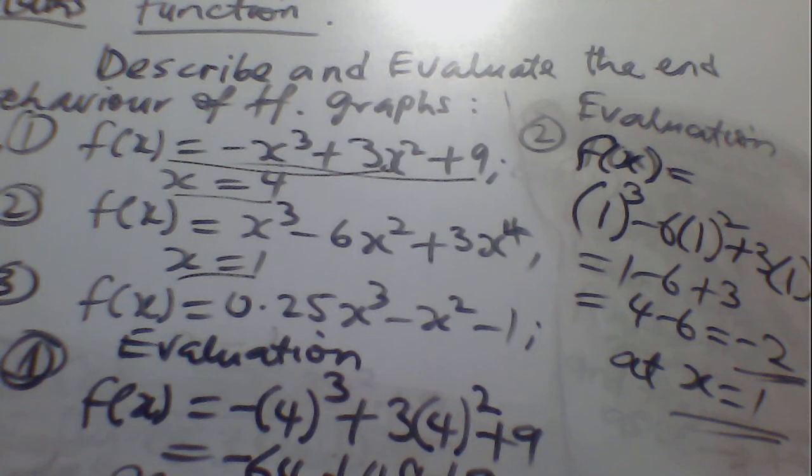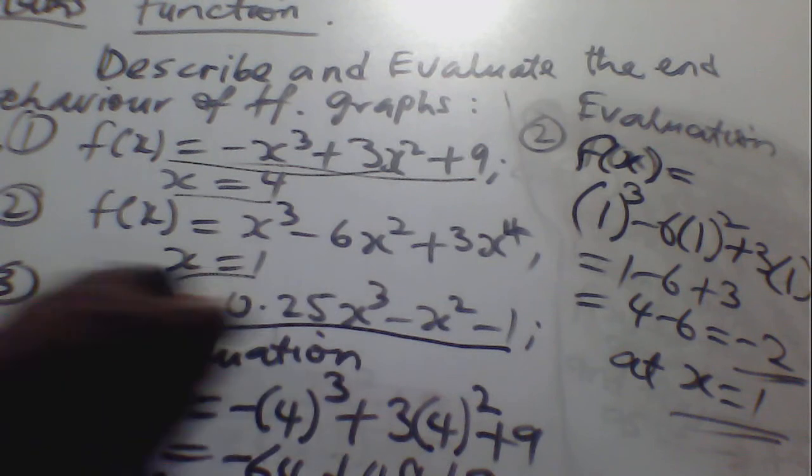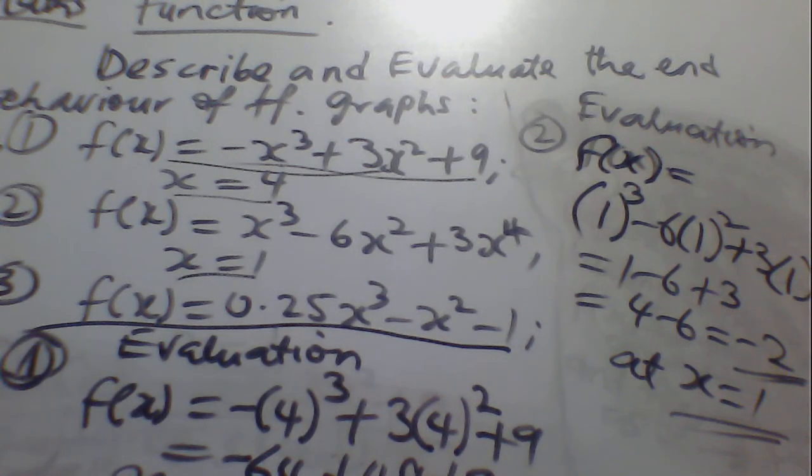So these are two examples of description and evaluation of a given graph of a polynomial function at a specific point, at specific intervals of x. So from what I did, I urge you to do this one: f of s equals to 0.25 s raised to power 3 minus s raised to power 2 minus 1. Describe and evaluate the end behavior of the graph.